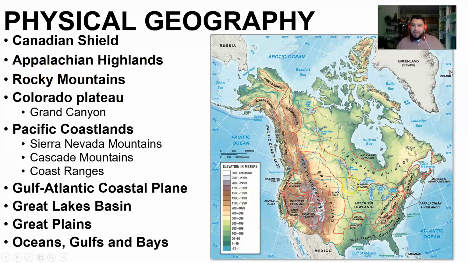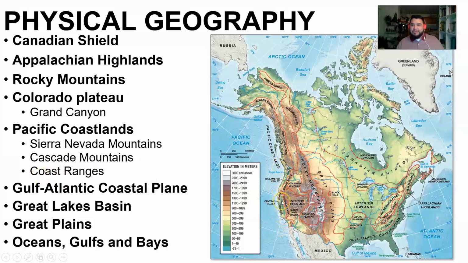In the United States, we have the Appalachian Highlands, and the Appalachian Highlands are the oldest mountains in the United States. They have been eroded over time, and that's why they don't have such high and sharp peaks as the Rocky Mountains, which we find here in the western United States. Within the Rocky Mountains region, we're also going to find the Colorado Plateau, which is where you will find the Grand Canyon.